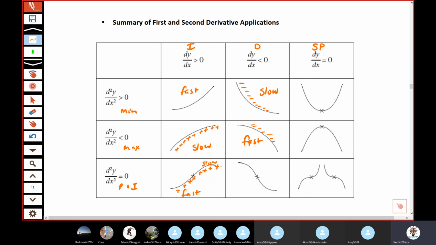Slow. So if he ever says that Sam's riding his bike, he goes down a hill, what's going to happen? It's going to be fast, and then something happens, and then all of a sudden he has to climb up the hill. It's going to be really slow, but I'm still climbing. So I'm still increasing. Good. Yeah, you're all getting it. I'm making you get it.